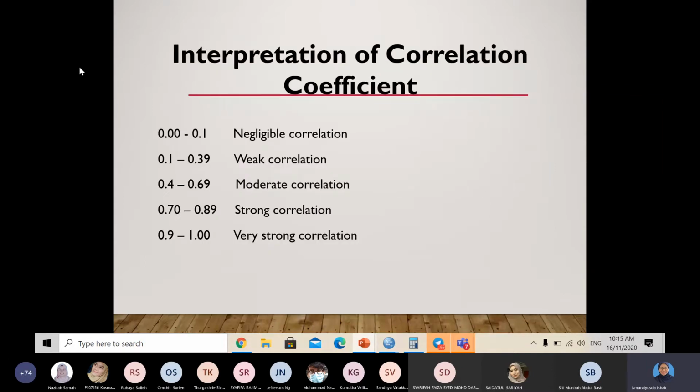All right. And for the interpretation of correlation, there are many cut-off points. This is one of the cut-off points. Below 0.3 is very weak. Here, below 0.39 is weak correlation. 0.4 to 0.69 is moderate. This is strong. This is very strong correlation. You can choose which one.